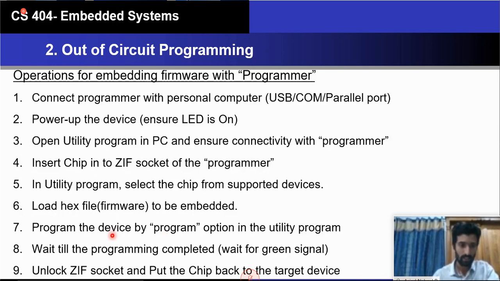So the eighth step, we will be waiting for the program to complete, and we can be notified either by a pop-up window at the utility program, like the process is completed, the firmware writing is completed, and also a green LED will be lit on the programmer as well. So once that is done, we can unlock the zip socket, we can cut the tape, we can put the chip back to the target device.